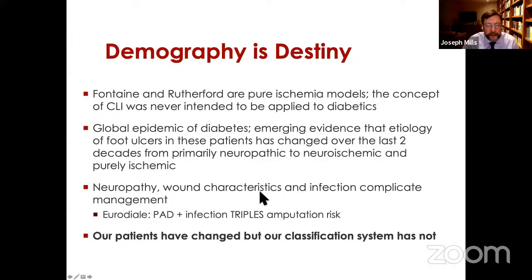Then the second thing we started thinking about was what's wrong with Fontaine and Rutherford? They don't mention infection. If you treat patients with diabetes and you see all comers in your emergency room or your clinic, you'll see a lot of them have infection, and infection is often what drives amputation. So we had these classification systems that weren't meant to be applied to diabetics, and they also excluded infection, which we know is a big driver of amputation.